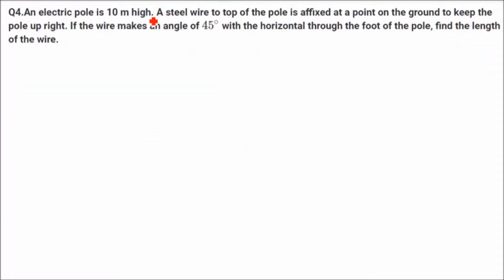An electric pole is 10 meter high. A steel wire to the top of the pole is affixed at a point on the ground to keep the pole upright. If the wire makes an angle of 45 degrees with the horizontal through the foot of the pole, find the length of the wire.